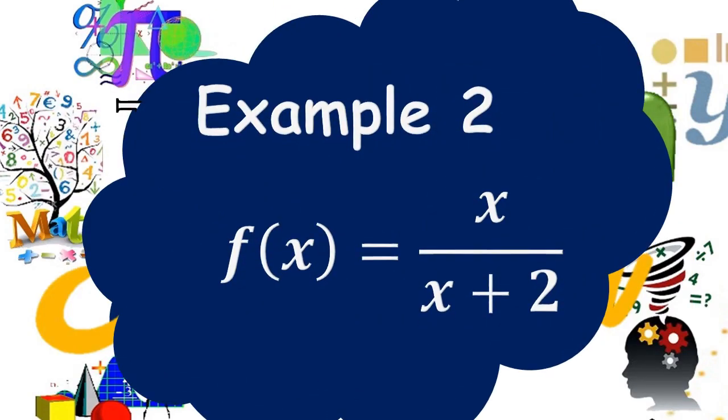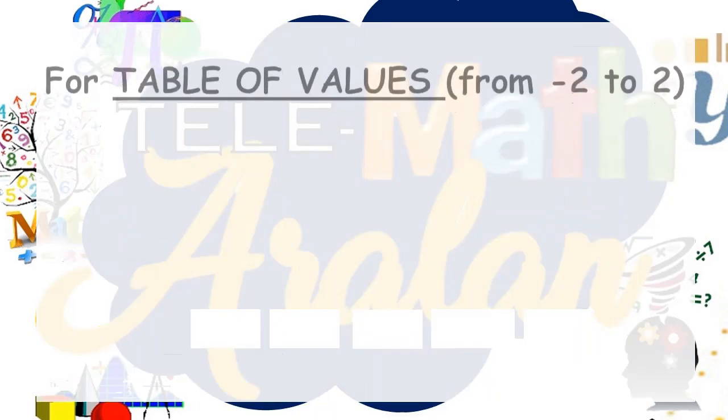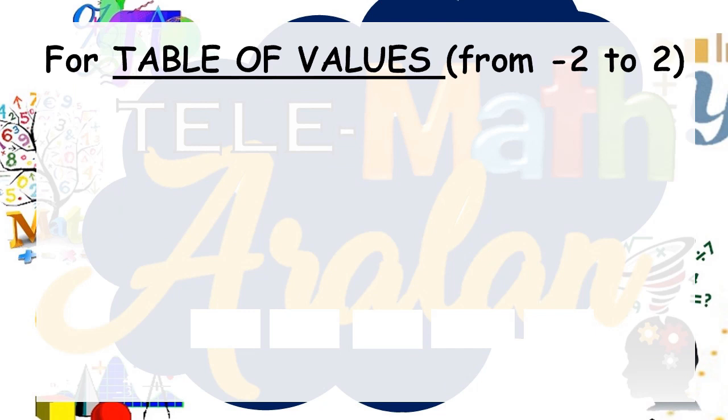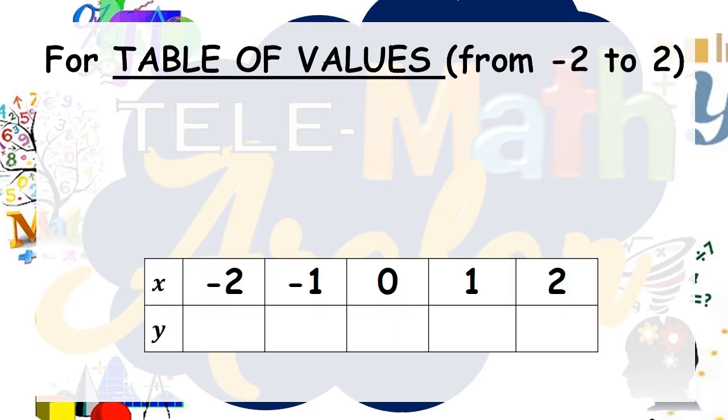Let us have the second example. F of x is equal to x over x plus 2. Since we already have an equation, we can skip this part. You will proceed with the table of values. For the table of values, we will construct a table of values from -2 to 2. We can substitute each value on the equation to complete the given table.